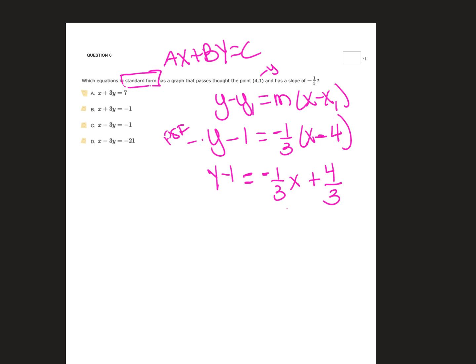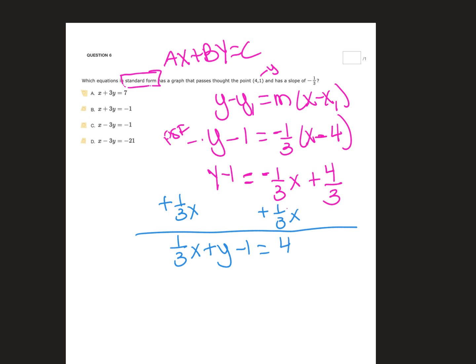So the first thing I'm going to do is add my 1/3 x to both sides. So I'm left with 1/3 x plus y minus 1 equals 4/3. And now I want to move this constant, so I'm going to add 1 to both sides. So I'm left with 1/3 x plus y equals 7/3.